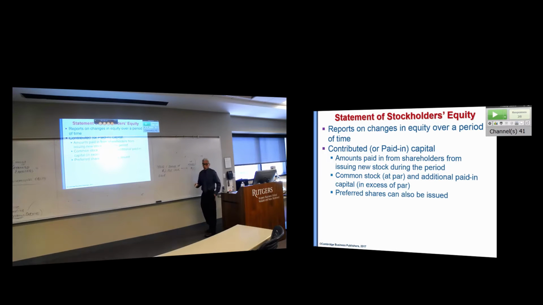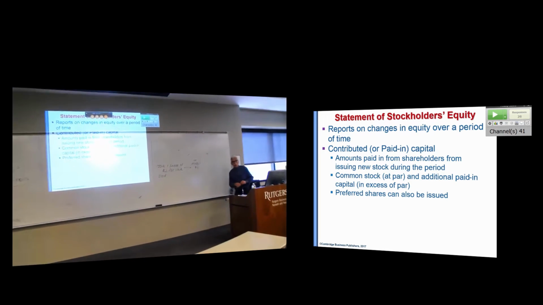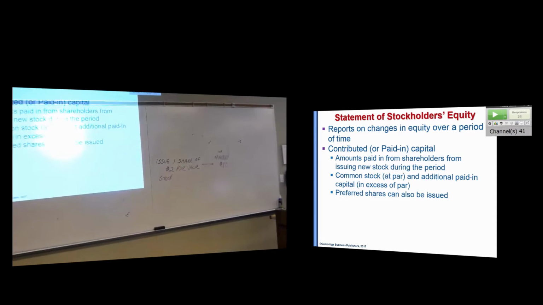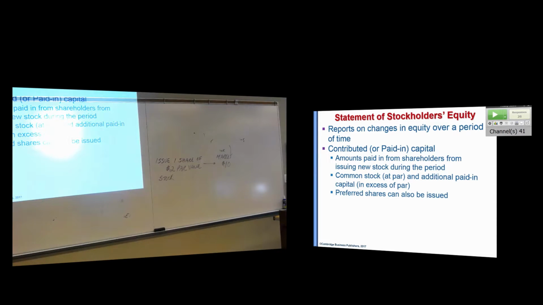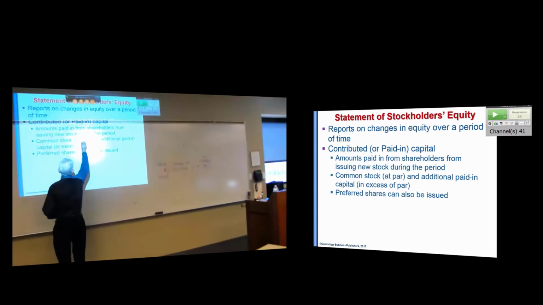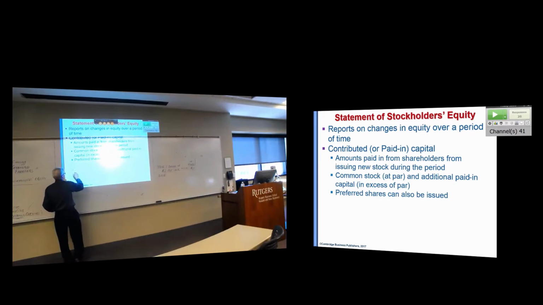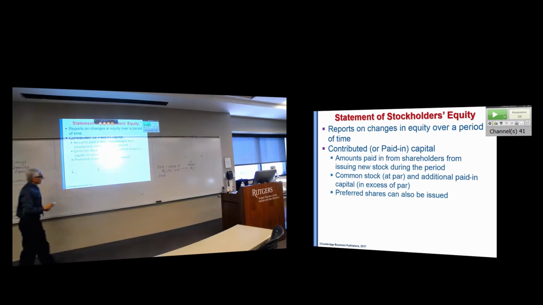At $10. So let's say you go to the market with an initial public offering or a secondary offering. You sell that stock for $10. It's got a par value of 2. That means on the balance sheet, you're going to see the common stock at par at 2. And you're going to see additional paid capital in excess of par at 8.